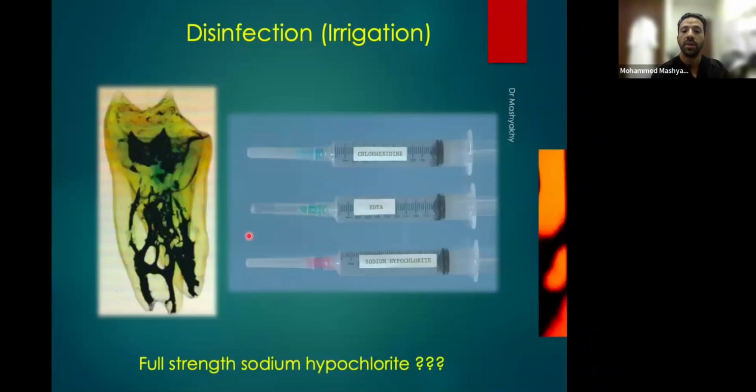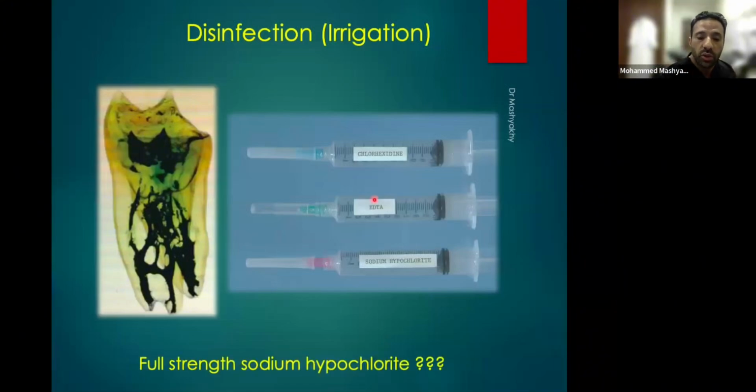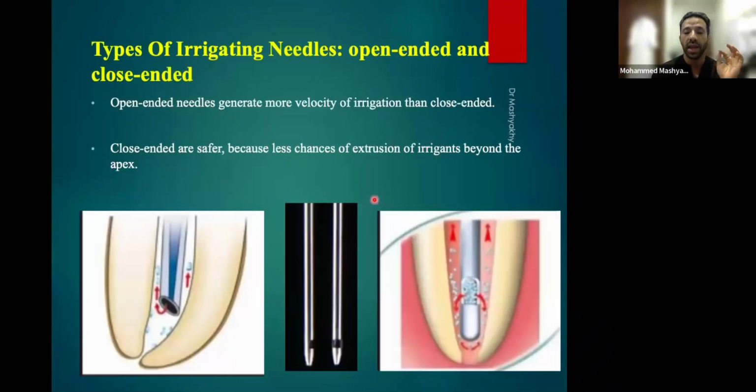You can use chlorhexidine and EDTA to remove the smear layer and organic and inorganic tissues. But sodium hypochlorite is a must. You have to use sodium hypochlorite all the time to kill the bacteria and at the same time dissolve the tissues. And if you want that system to be very effective, you need to deliver it all the way down the root canal system.